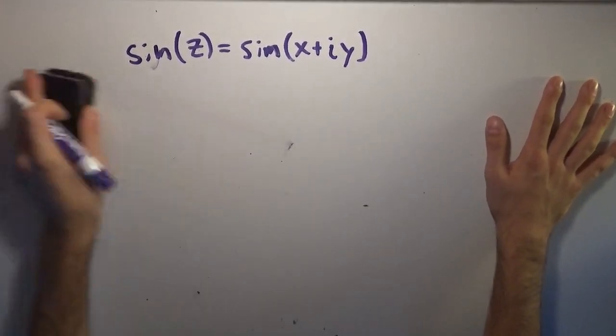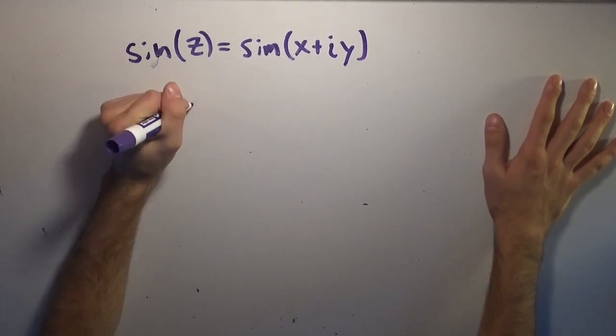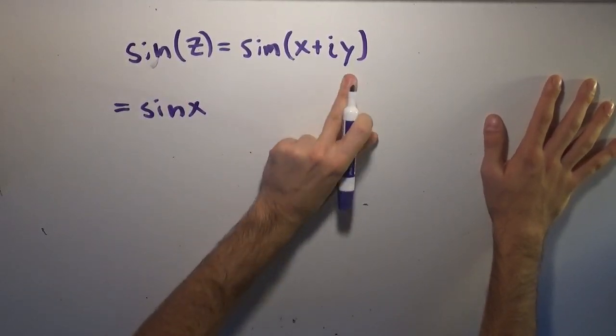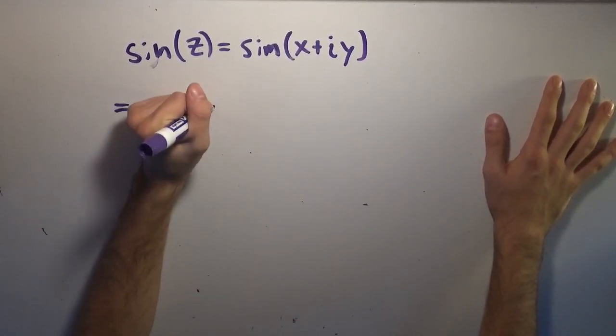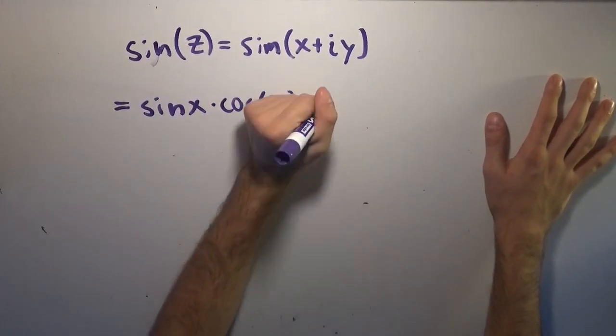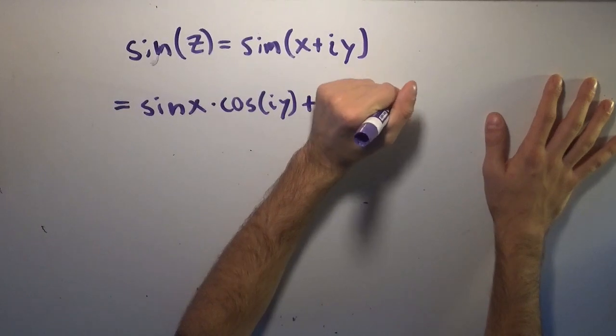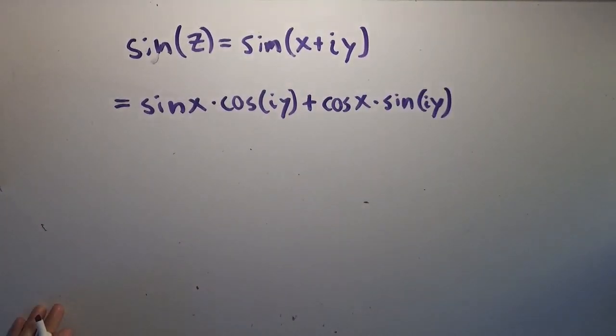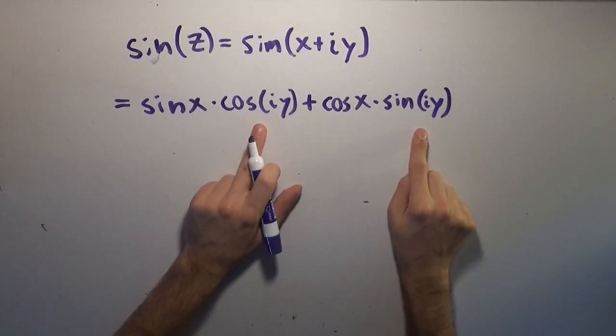Why can I not draw ends? The sine of the first one, so x, times the cosine of that input, so times the cosine of iy, plus the cosine of the first one, times the sine of i times y. Now, what do these mean?